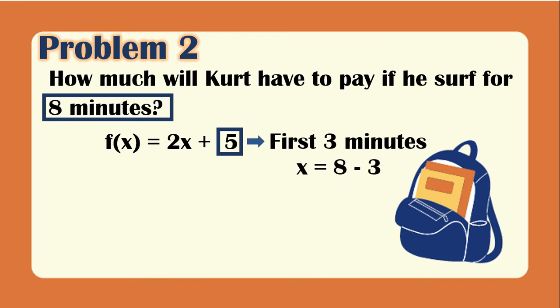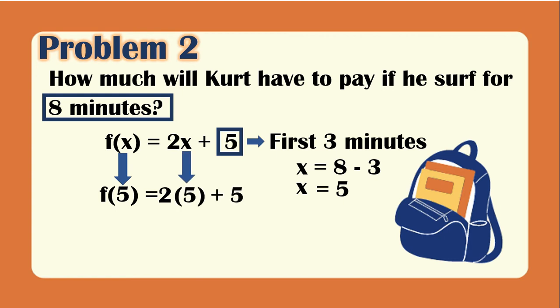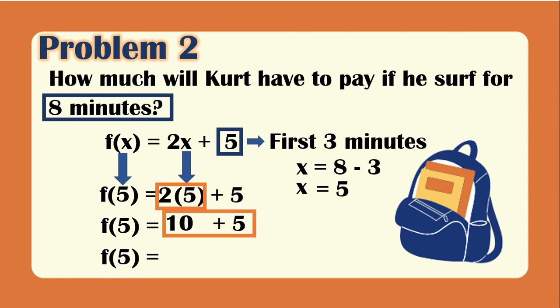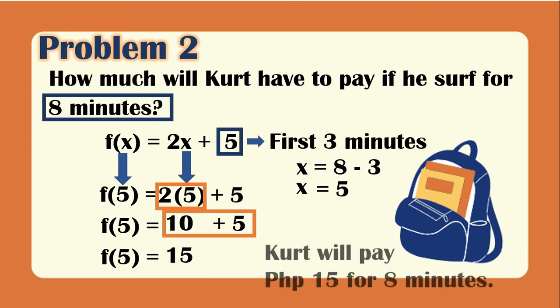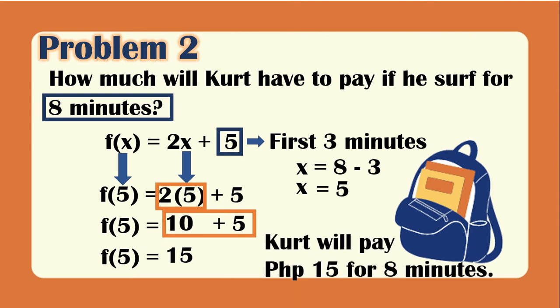So we will have x is equals to 5. So our x here will be 5. We need to substitute all the x. We will make them 5. We will have f of 5 is equals to 2 times x, which is 5, plus 5. F of 5 is equals to 2 times 5, that is 10, plus 5. Copy f of 5 equals 10 plus 5 is 15. Therefore, Kurt will pay 15 pesos for 8 minutes.